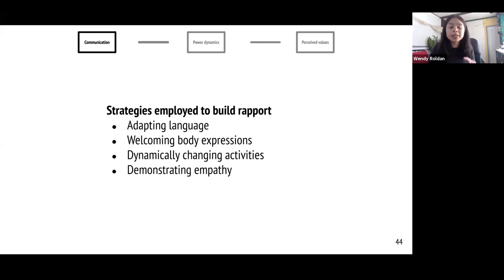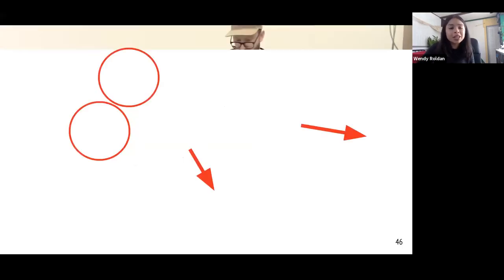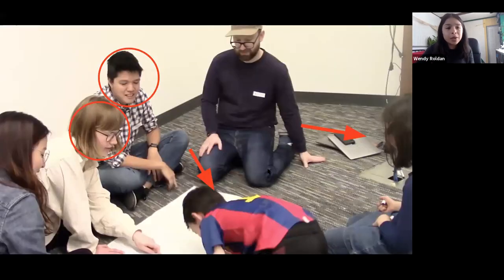But we also saw successful strategies that the HCI students employed to overcome these challenges. And that included adapting their language to mimic the children or to meet them where they were talking, using welcoming body expressions, dynamically changing between activities, and demonstrating empathy with the children, whether they couldn't figure out the prototype or they were trying to contribute their ideas and couldn't communicate them as well. And so with adapting language, here I'll highlight a quick video which shows how the design students, who are in circles, responded dynamically and adapted their language to the children, who are pointed to in arrows.